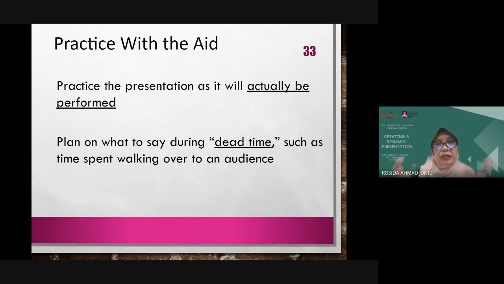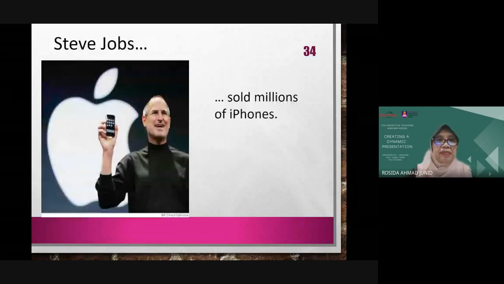So plan. Say to yourself, what are we going to say right before we do something while the audience is not doing anything? You need to say something so that the audience keeps listening and paying attention to you. This is called planning for the dead time, the time that the audience is still waiting but you're not saying anything. So plan to say something. Don't just keep silent during your presentation.